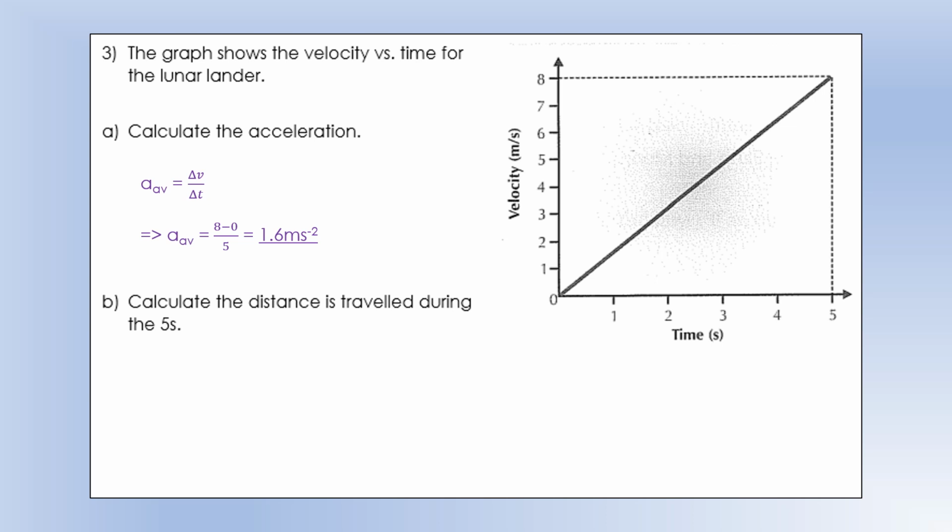Calculate the distance it's travelled during the 5 seconds. It's going to be the area under this, so we're going to be doing half times base times height, so that gives us 20 meters.